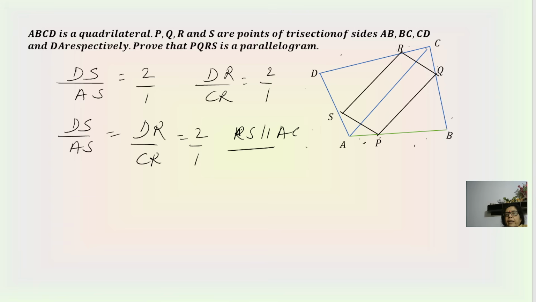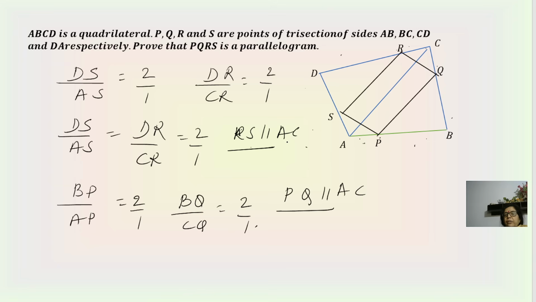Now we take the triangle BCA. From the triangle BCA, we'll get here BP by AP is equal to 2:1, and BQ is to CQ, that is also 2:1. So that means BP by AP is equal to BQ by CQ, and they form a proportion. So that means PQ is parallel to AC. So we are getting RS parallel to AC, and we are also getting PQ parallel to AC. So from here we can conclude that PQ is parallel to RS.